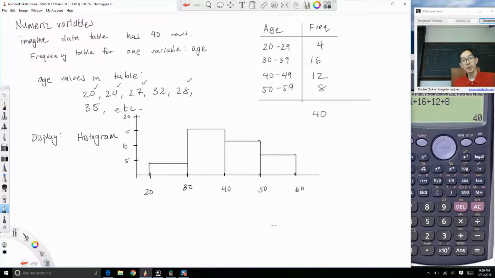All right, and with the histogram, you cannot rearrange the bars, right? Because they're associated with the number line here, okay? So here we have age. You cannot rearrange the bars.